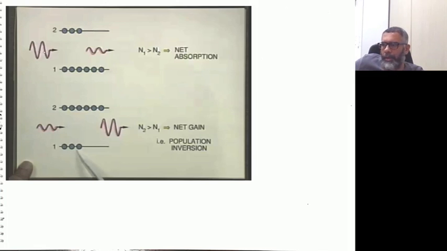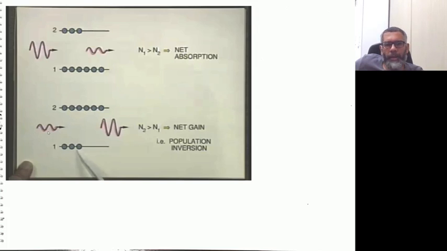If you send photons whose frequency is equal to the energy difference between these levels, you have a net absorber. So N2 is the number of atoms in the excited level, and N1 is the number of atoms in the ground state. If N1 is larger than N2, you have an absorber. But the other way around, if N2 is larger than N1, then you have a net gain.